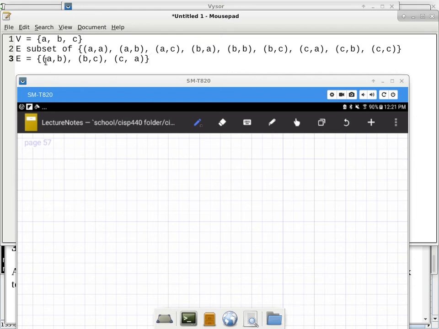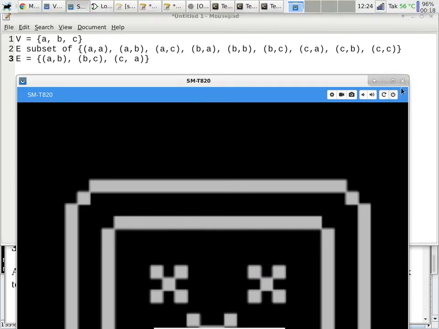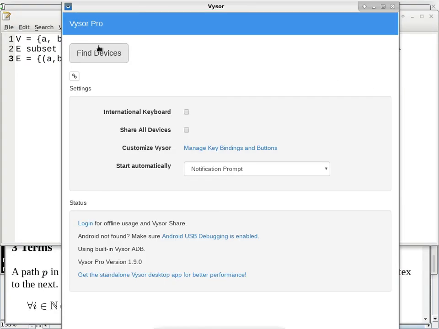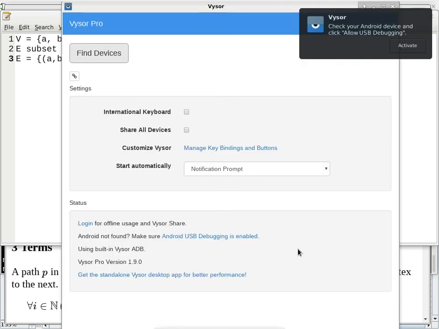It is not showing anything. So I think it has lost connection. Okay, let me disconnect. Yeah, we have to plug it back in and try to reconnect. I think I've tried it before and that did not seem to work.